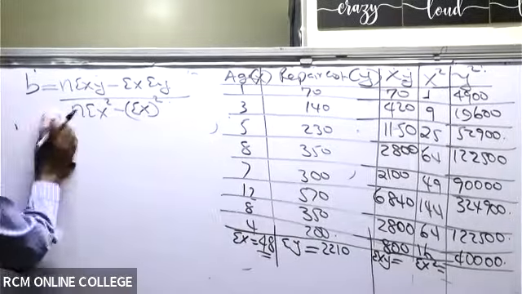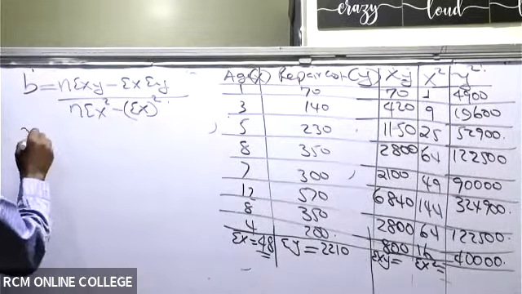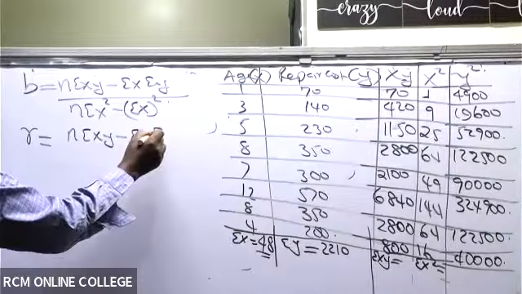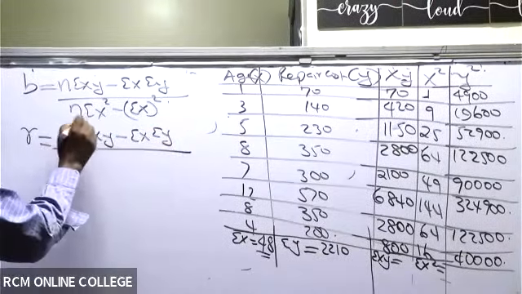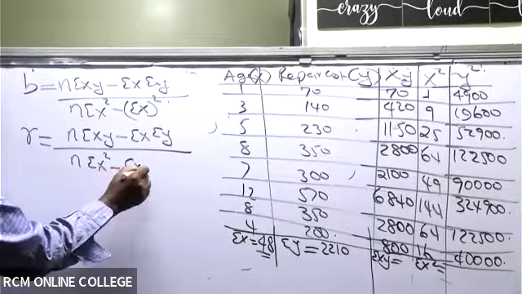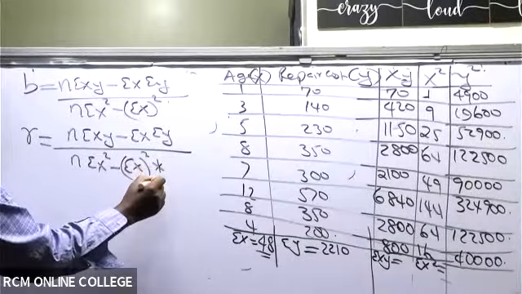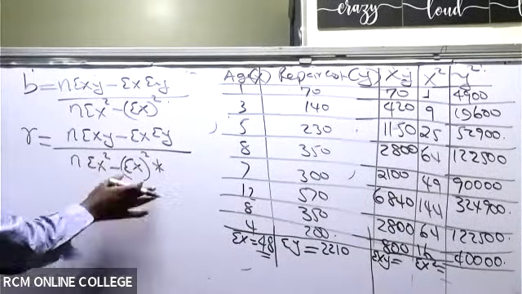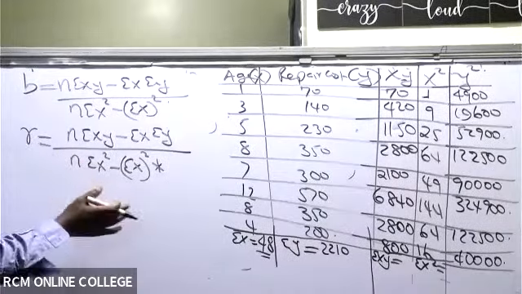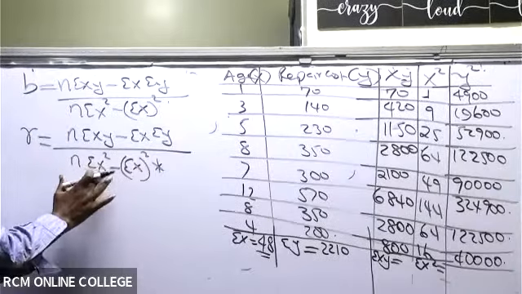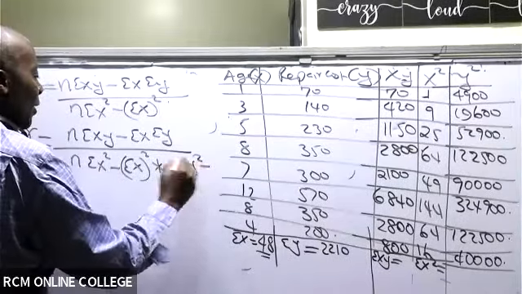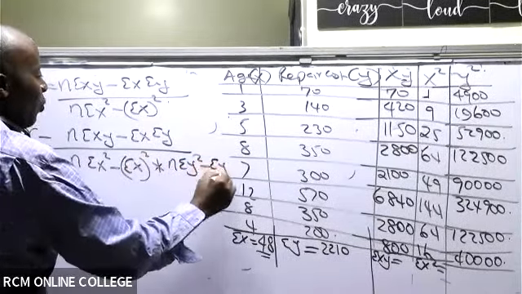To be able to get our R, this is normally what we do. The numerator will be the same: n summations of xy minus summation of x, summation of y, all over this: n summations of x squared minus summation of x squared, times the same style, but now we replace with y. The same style because you are correlating two. So it becomes n summations of y squared minus sum of y squared, like that.